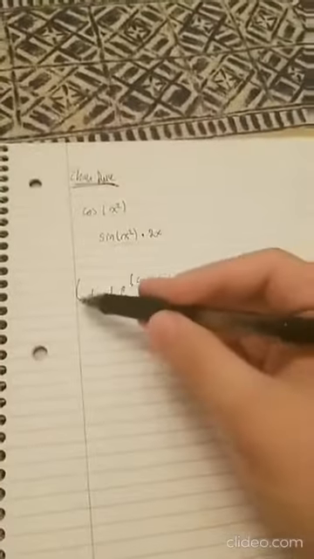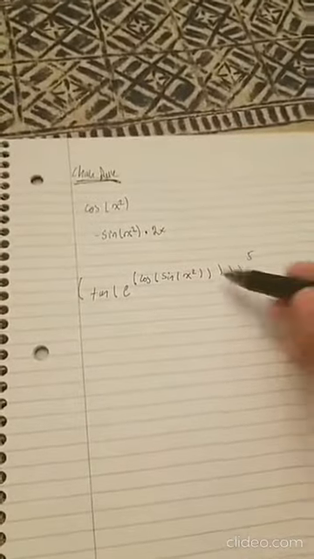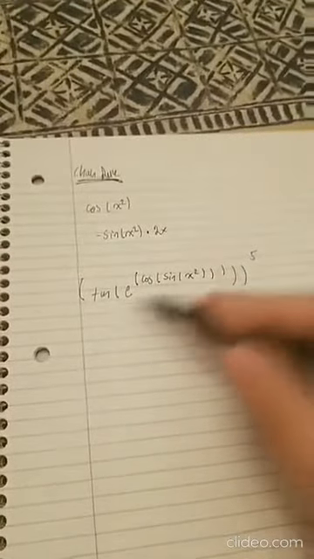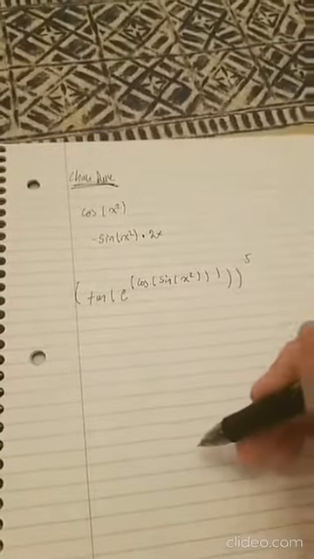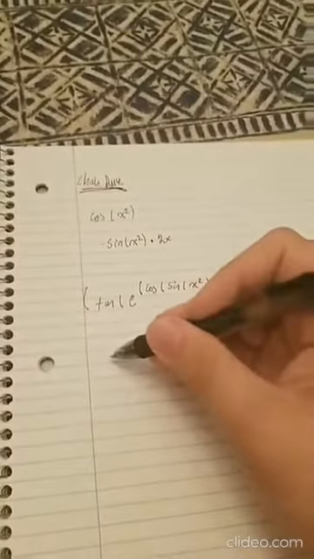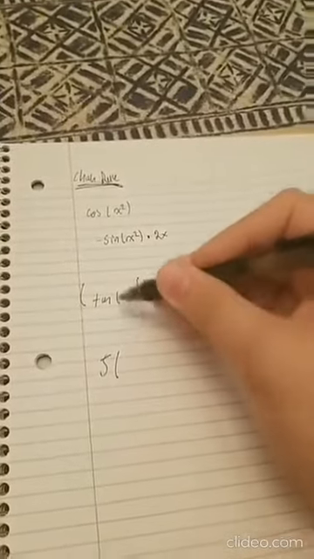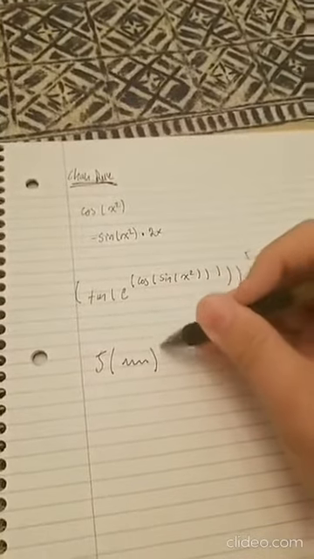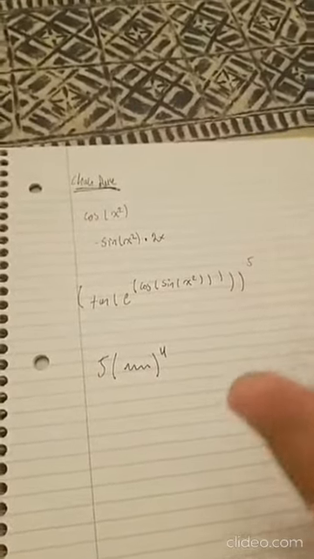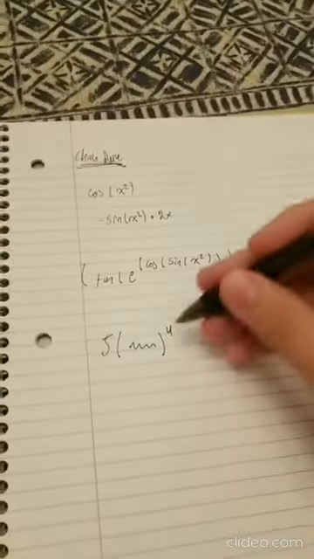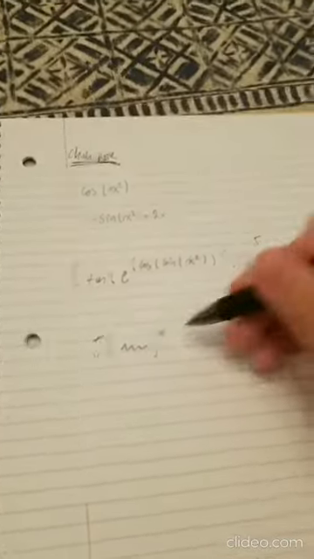Here, on the outside, we see something to the fifth power. Now, that something could have been secant, cosine, I don't care. It's something to the fifth. And we know something to the fifth is 5 times that something to the fourth. All right, so that's our first layer done. Let's keep going.